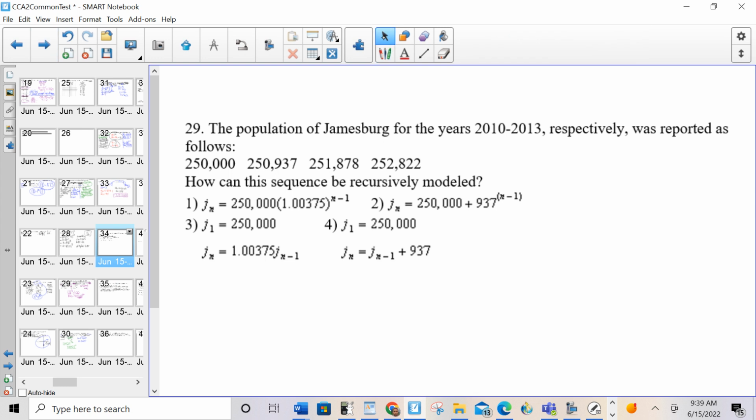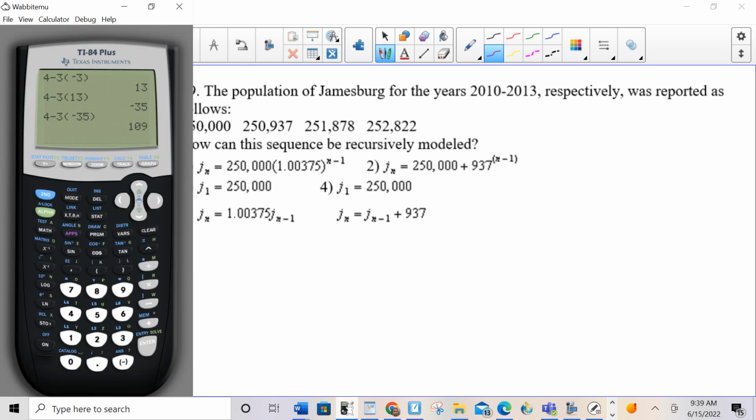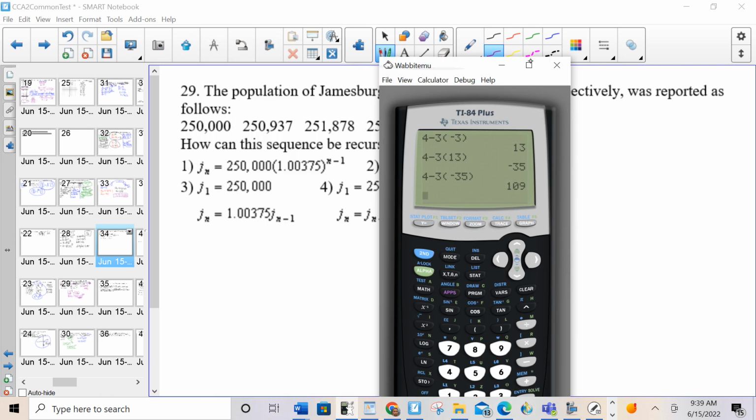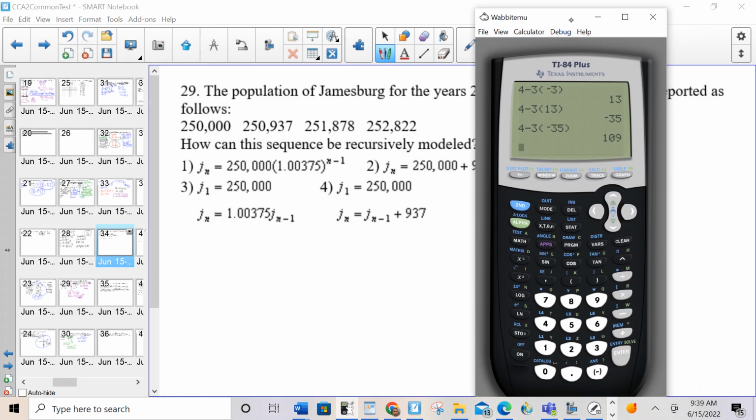Number 29. This is more of a modeling problem. It's really what we just did, except it's a little bit harder. It's giving me a sequence. Is it arithmetic or geometric? Well, I don't know. So I'm going to subtract, subtract, subtract, divide, divide, divide. It's always the later term minus the previous term.